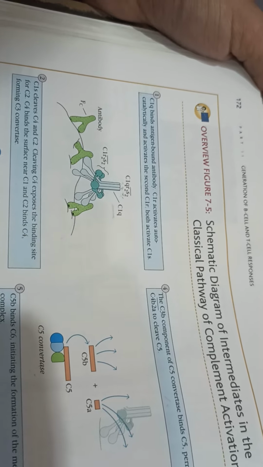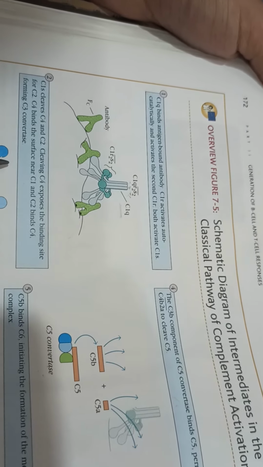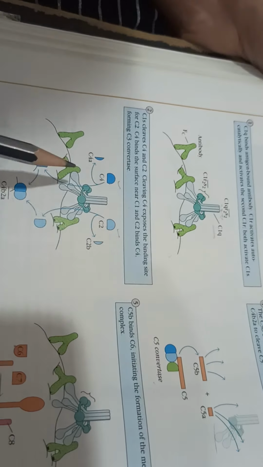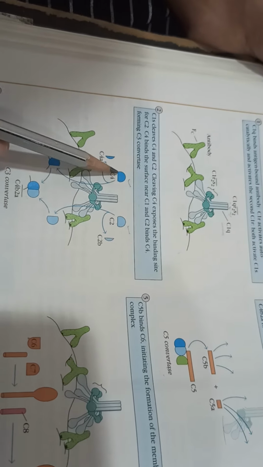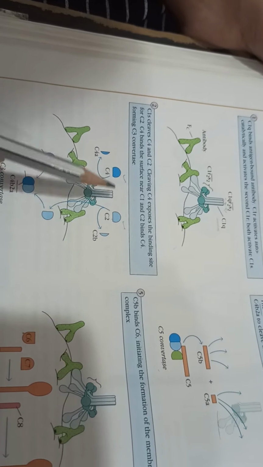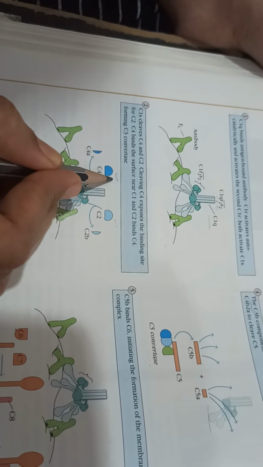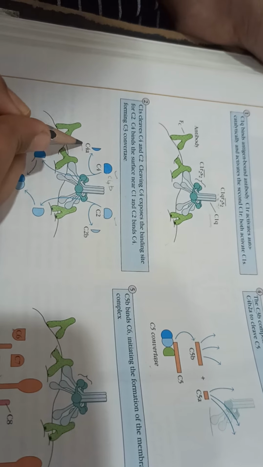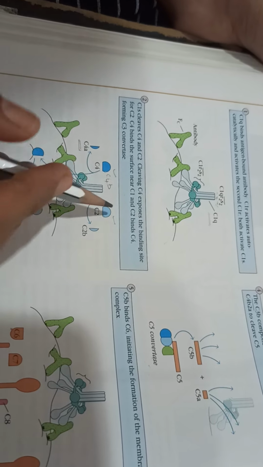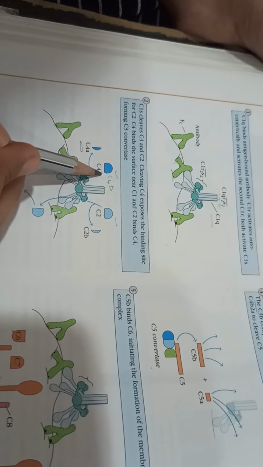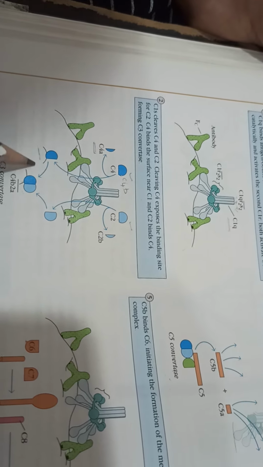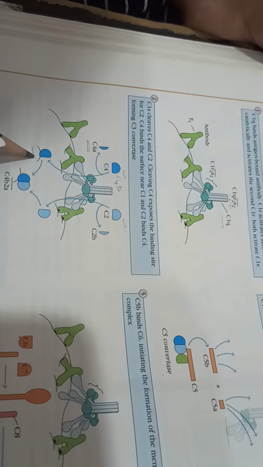Now the activated C1S is going to act on two more complement components, that is C4 and also C2. C4 is cleaved into two fragments. The larger fragment we call C4B and the smaller fragment C4A. The larger fragment C4B is going to bind on the antigen surface.